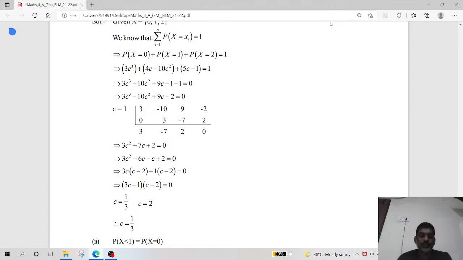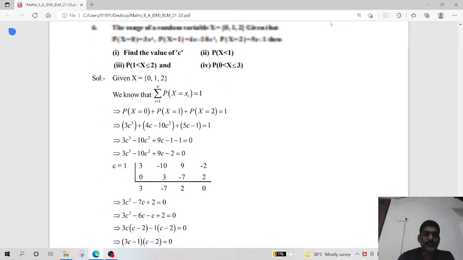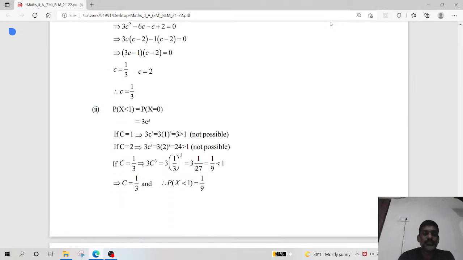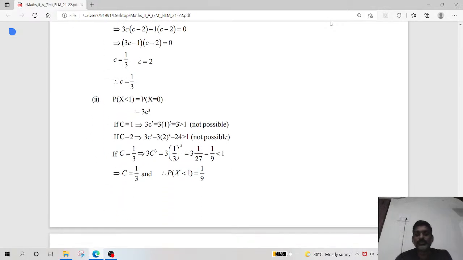So P(X less than 1) is the second question. P(X less than 1) is equal to P(X = 0). Okay, the first question, c, is calculated, and they are asking P(X less than 1). That is P(X = 0). It is 3c cube only. But we have 3 different values for c. Then substitute the 3 different values, and you can get the final answer.